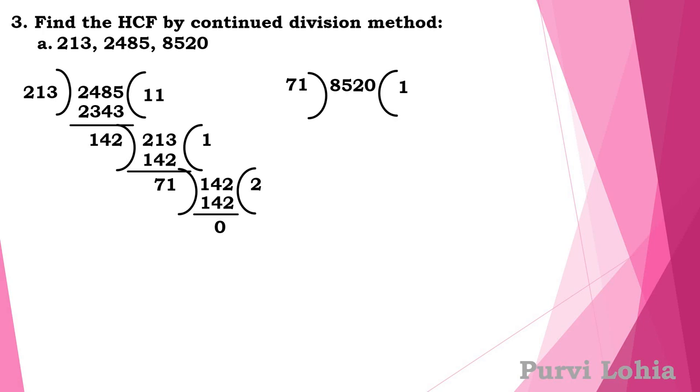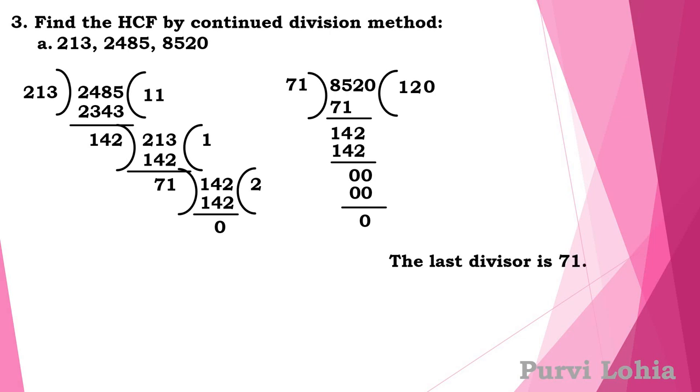So it will give 1. One time it will go first. Then the remainder will be 14. Then 2 will come down. It will go 2 times. And it will give 142. Again the remainder is 0. Now when 0 comes down, then we'll divide it by 0, and then we'll get 0 as the remainder. So the last divisor is 71. So HCF is 71. Okay.